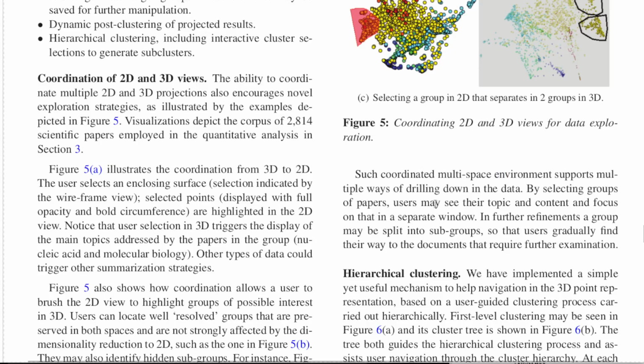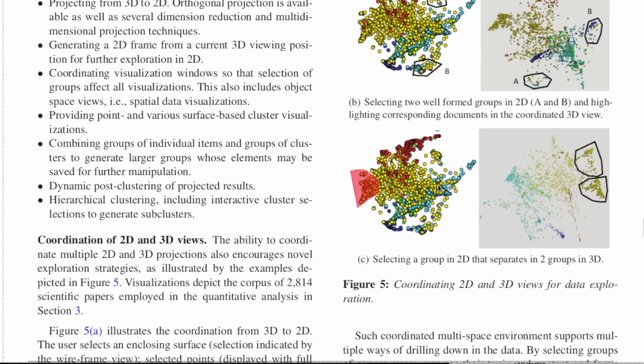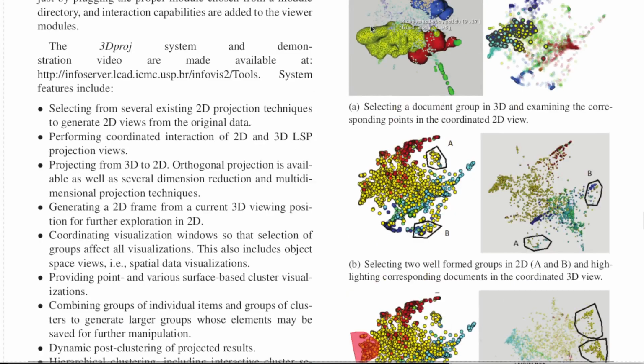B. Selecting two well-formed groups in 2D, A and B, and highlighting corresponding documents in the coordinated 3D view. C. Selecting a group in 2D that separates in two groups in 3D. Figure 5. Coordinating 2D and 3D views for data exploration.